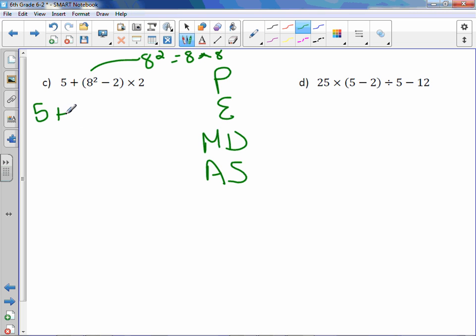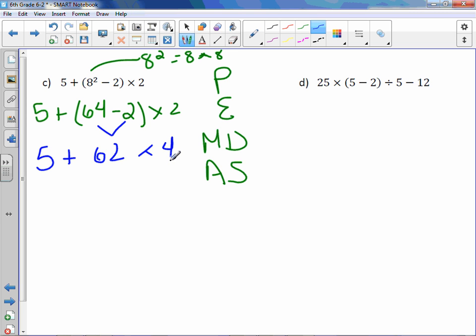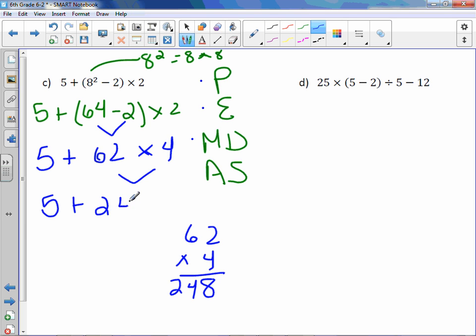So 5 plus, parentheses, 64 minus 2, parentheses, times 4. I still have my parentheses to do, so 64 minus 2 is 62. I can get rid of the parentheses now and bring down everything else. I do have multiplication, so 62 times 4, which is 248. So 5 plus 248. And I do have addition, so 5 plus 248 is 253.